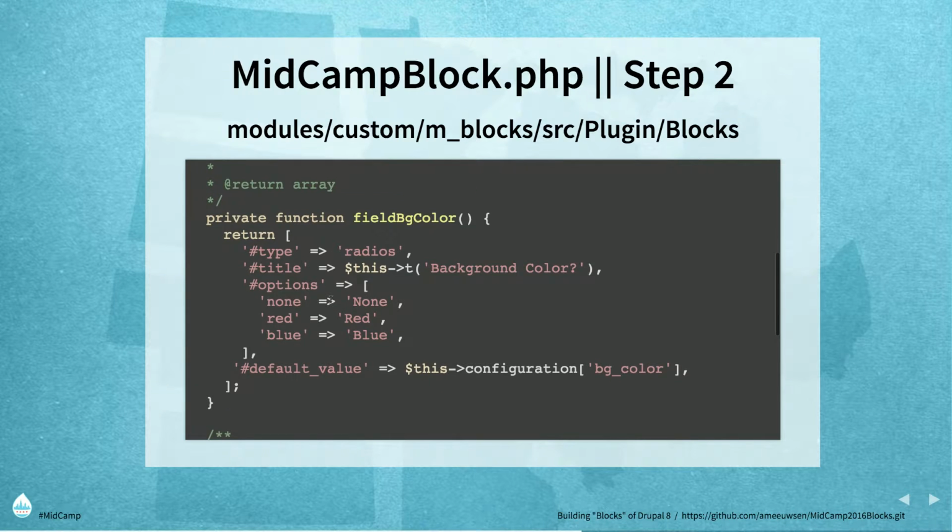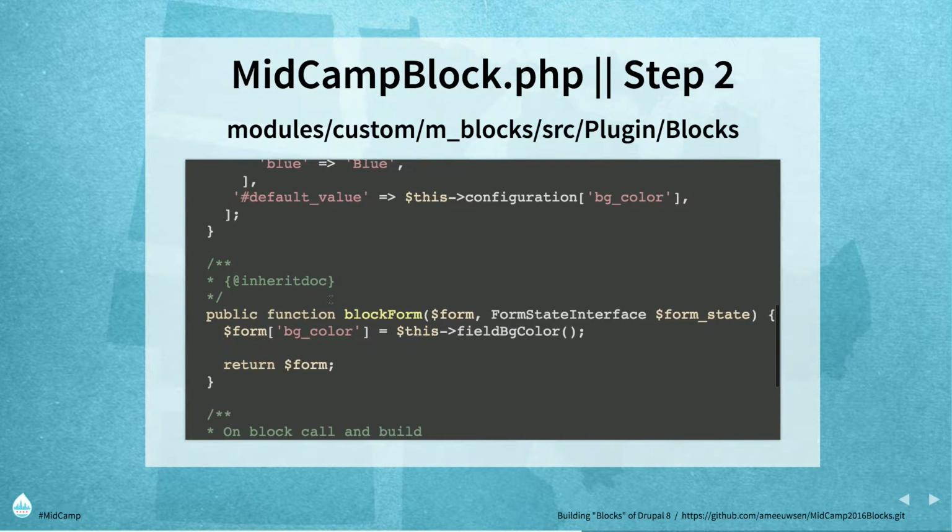And if we go down, we have this new one called block form. And this comes from the block API, the block class. So all you have to do is define it. There's 2 variables, form. If you've done anything in Drupal 7, you know about this. The difference is form state is now an object, which is why we had to include it up above.